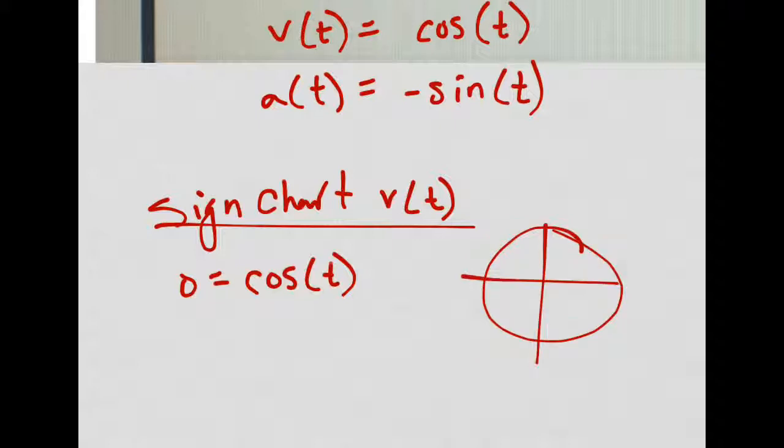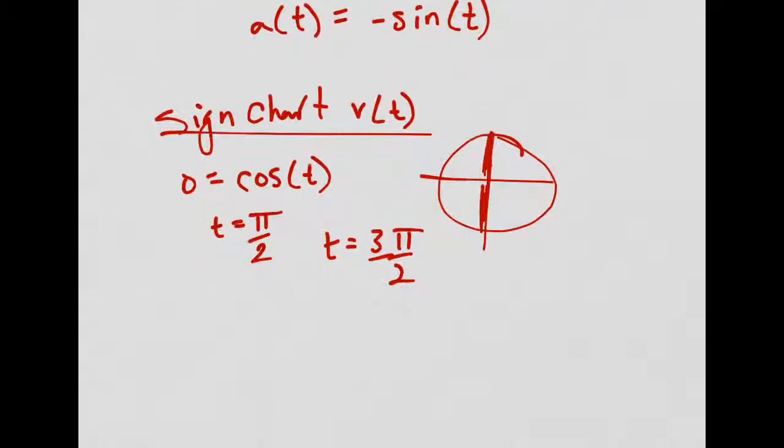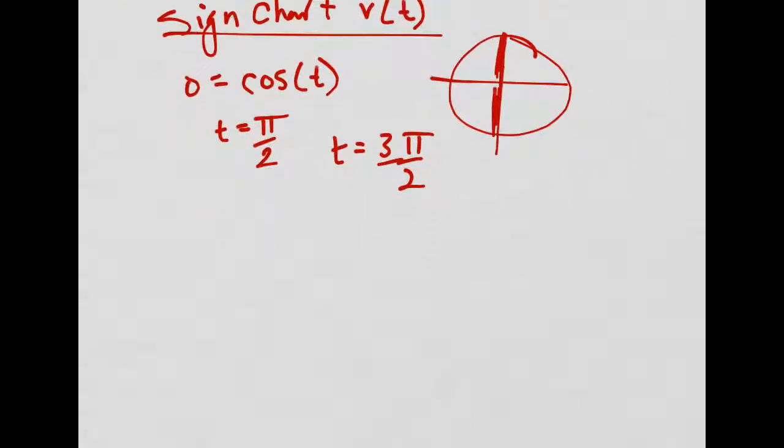Where does that happen? Well, on the unit circle, cosine is the x-coordinate, and cosine is 0 at pi over 2, and also at t equals, I guess that's 3 pi over 2. So there we go. There's our two t values that make cosine 0. So let's do a sign chart.